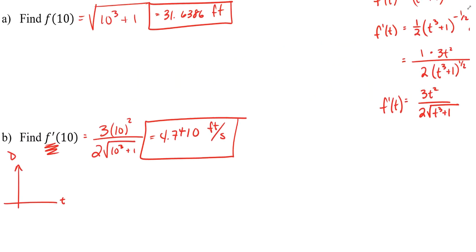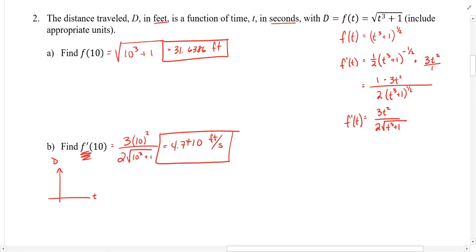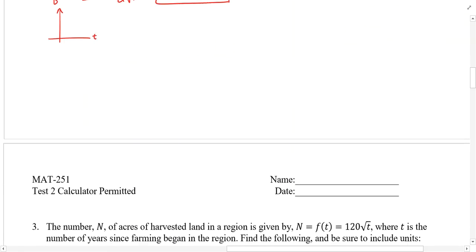So with just a little bit of math, we recognize that this object that's moving after 10 seconds has moved 31.6 feet, and at 10 seconds precisely is moving at 4.74 feet per second. And all of that was obtained by one function and the derivatives that were computed from that function.